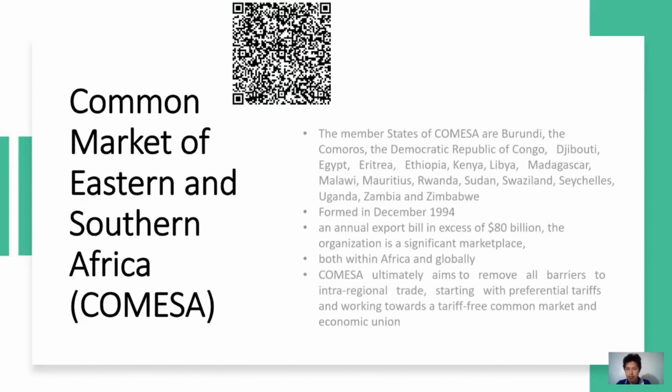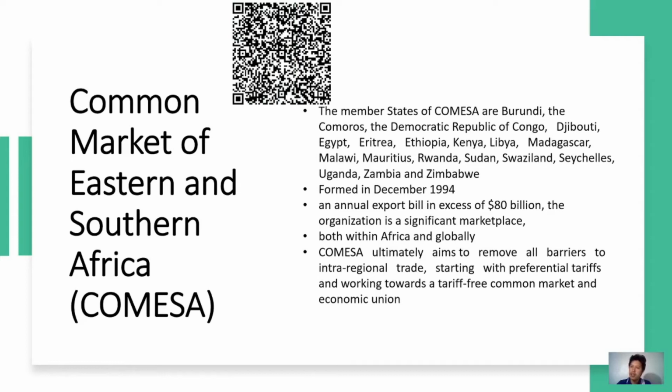Next is the Common Market of Eastern and Southern Africa, COMESA. The member states of COMESA are Burundi, the Comoros, the Democratic Republic of Congo, Djibouti, Egypt, Eritrea, Ethiopia, Kenya, Libya, and so on. Formed in December 1994, its annual export bill exceeds $80 billion, and the organization is a significant marketplace both within Africa and globally. COMESA ultimately aims to remove all barriers to intra-regional trade, starting with preferential tariffs and working towards a tariff-free common market and economic union.